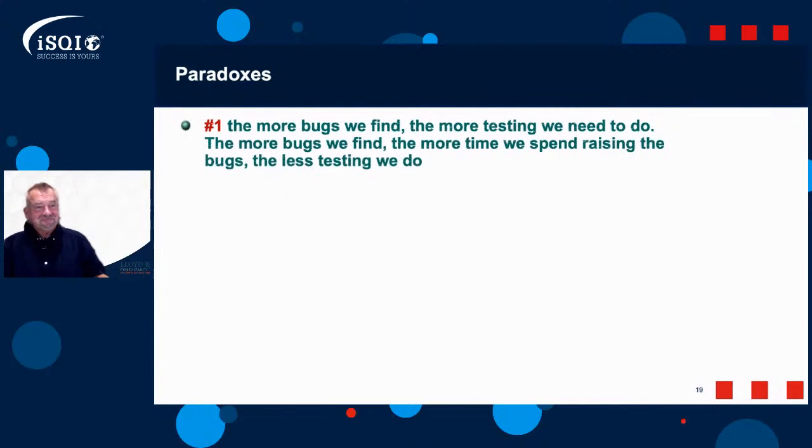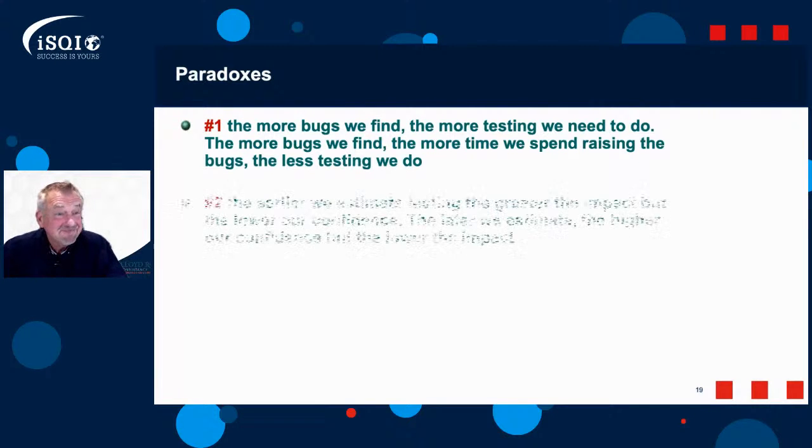So in conclusion, I have some paradoxes for you, okay? The more bugs we find, the more testing we need to do. Yeah, I agree with that. If we're finding loads of bugs, then we need to do more testing. But the more bugs we find, the more time we spend raising bug reports. Hence, we do less testing. That's interesting, isn't it? The more bugs we find, we should do more testing, but we're actually raising more bug reports, which takes us away from testing. So we do less testing.